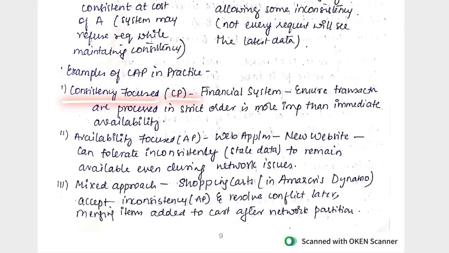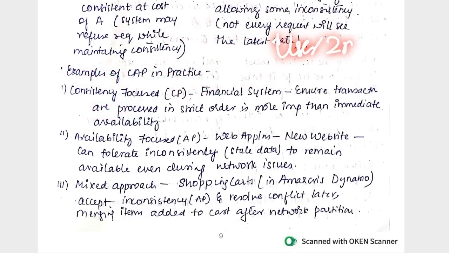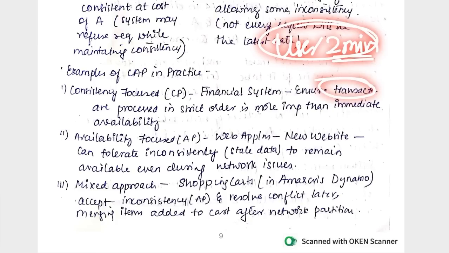So under consistency focus, we can look at the example of financial systems where we ensure that transactions are processed in strict order, which is more important than immediate availability. When an ATM is processing a particular request, it is very important to maintain consistency, that is, the data has to be updated accordingly, right? The user can wait up to 2 minutes, but it is very important for the transactions to happen in strict order.